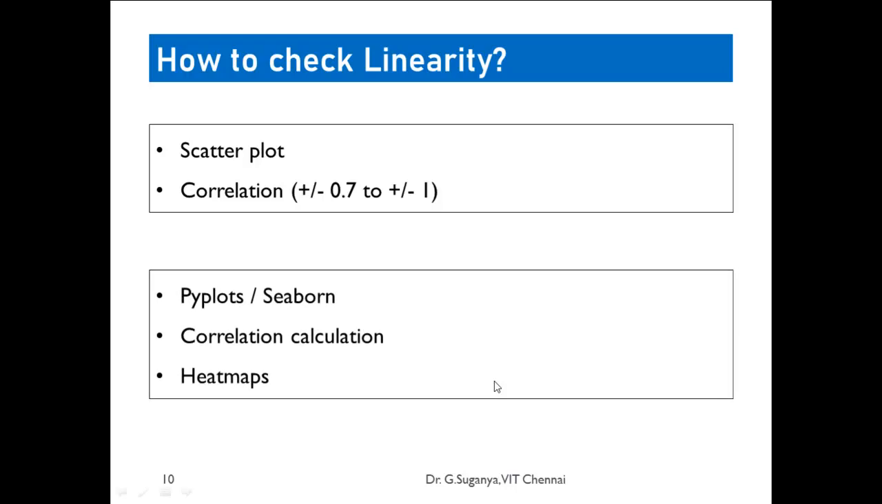Then how can we do this? How do we identify this linearity? What are the tools available in Python? You can use pyplot or seaborn for drawing the scatter plot, and then you can calculate correlation coefficients for all the data frames using pandas, and then finally you can draw heat maps to understand which of the attributes are better related, which are least related, and which are not at all related to each other.